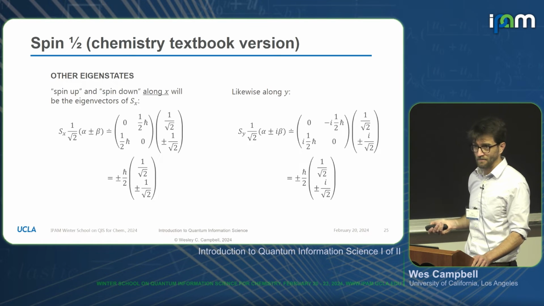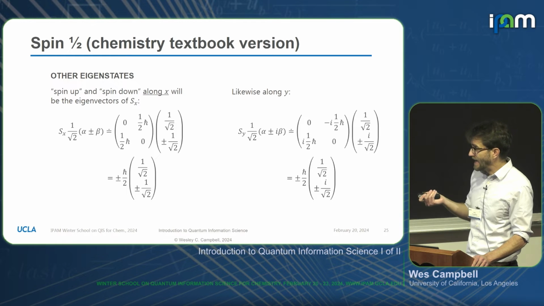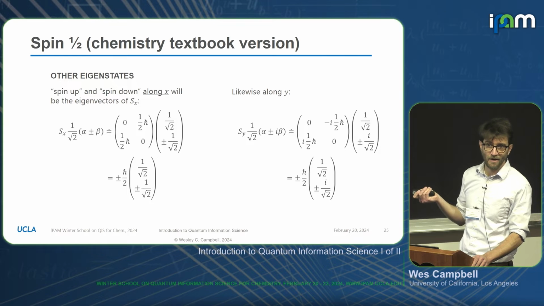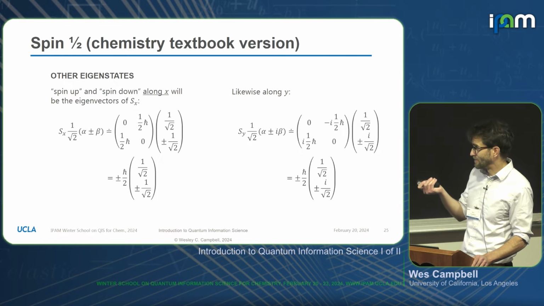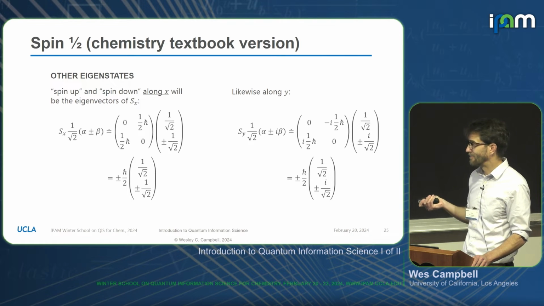Likewise, we can do the same thing along the y direction. Notice that there are h bars always popping up here. This is a real spin. This is a real angular momentum. This thing is really a generator of rotations.